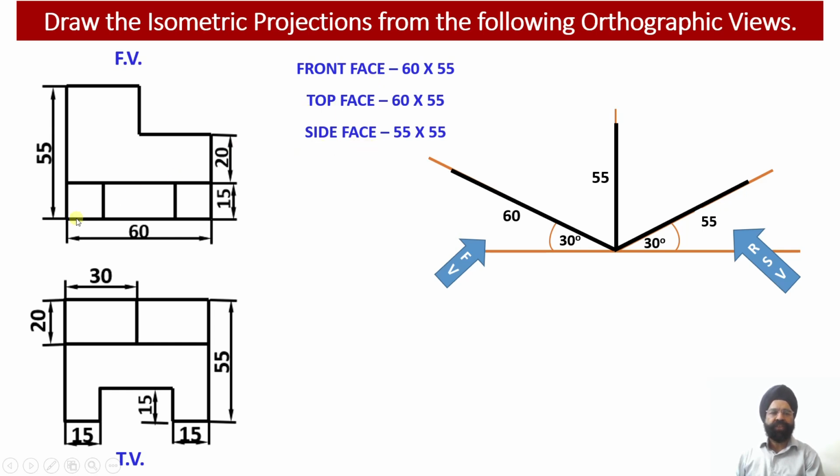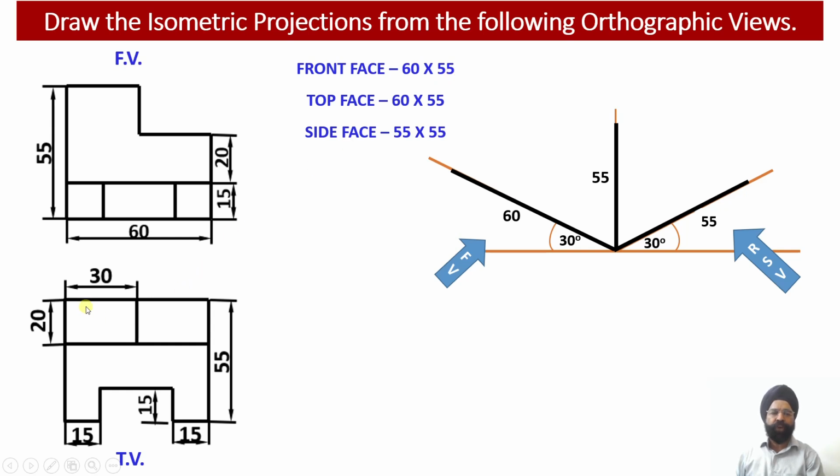So we need to evaluate the dimensions of the front face, top face and the side face of the solid. Now as we look at the solid in the front view, we observe that the length of the solid happens to be 60 millimeter, while the height of the solid is equal to 55 millimeter. So the front view face dimensions will be 60 millimeter by 55 millimeter.